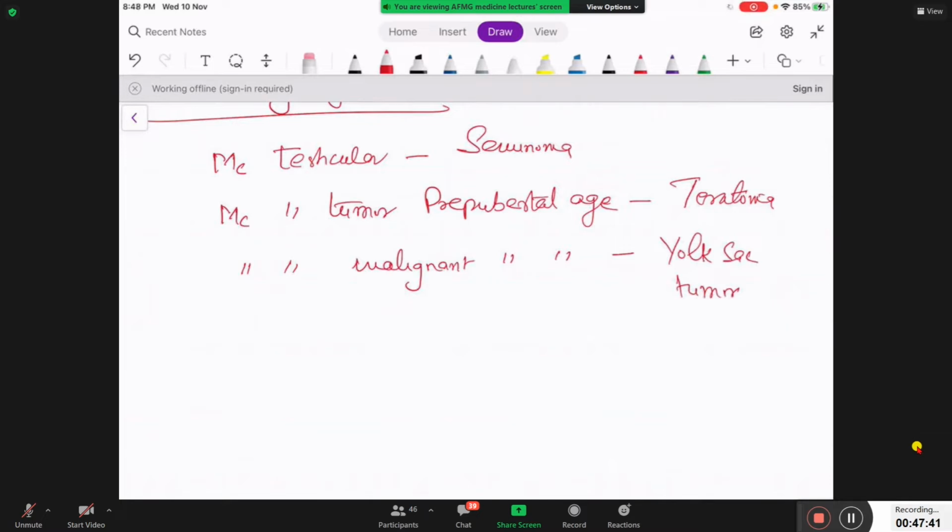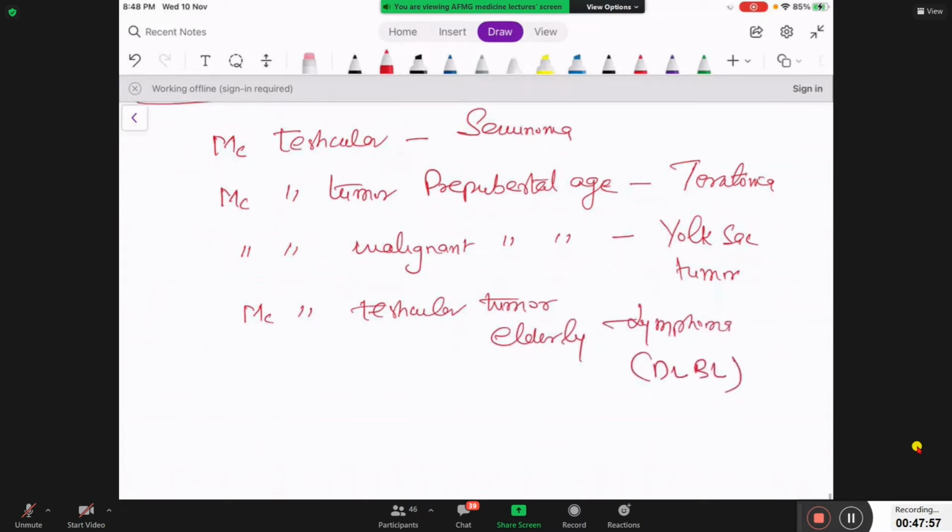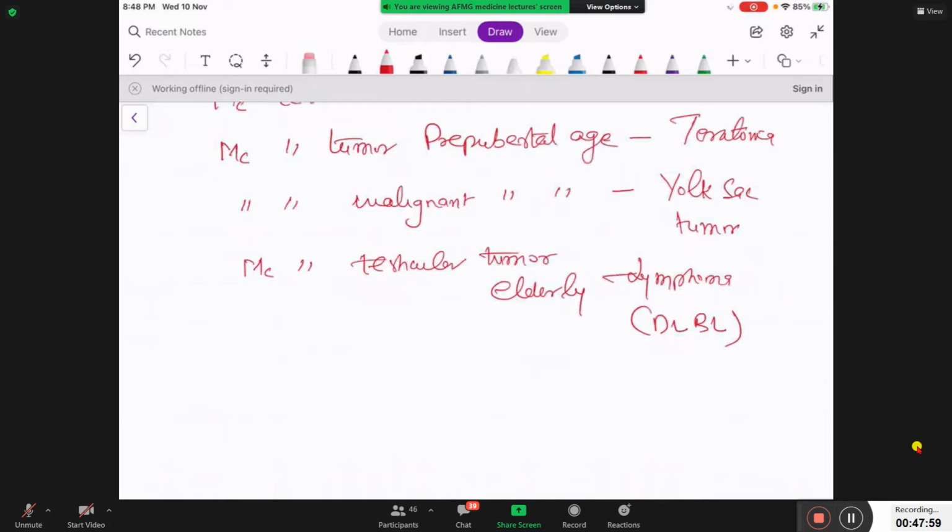And if you are asked what is the most common testicular tumor in elderlies, it is lymphoma. DLBCL, diffuse large B-cell lymphoma. Right?